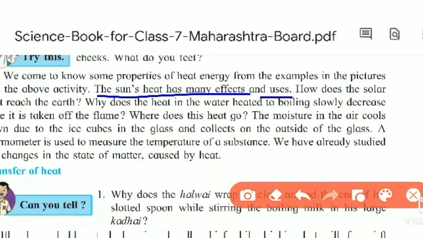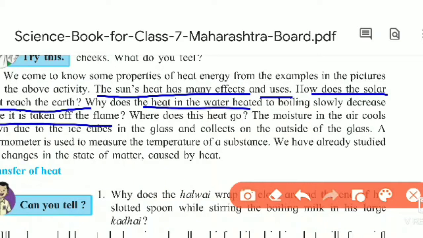Okay, the sun's heat has many effects and its uses are also different. How does solar heat reach the earth? As we know, the sun is the only source of energy, and that energy is available to us through different methods.